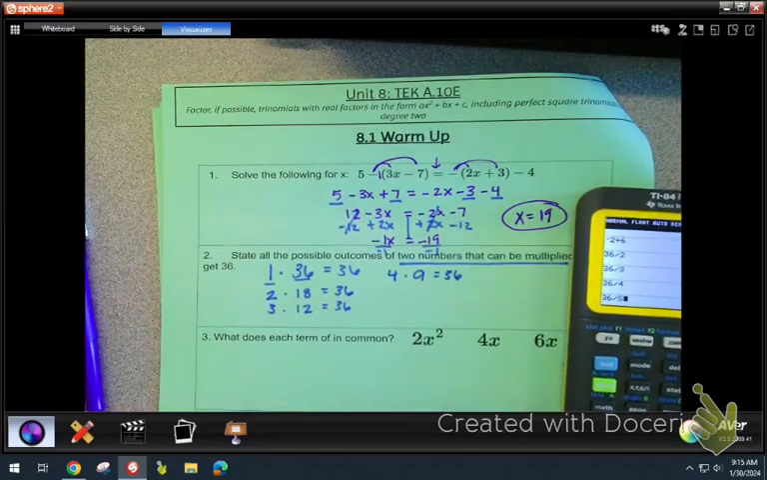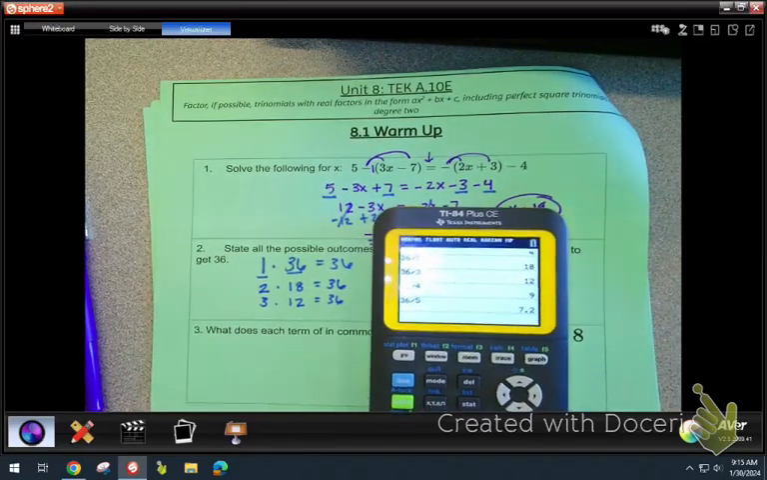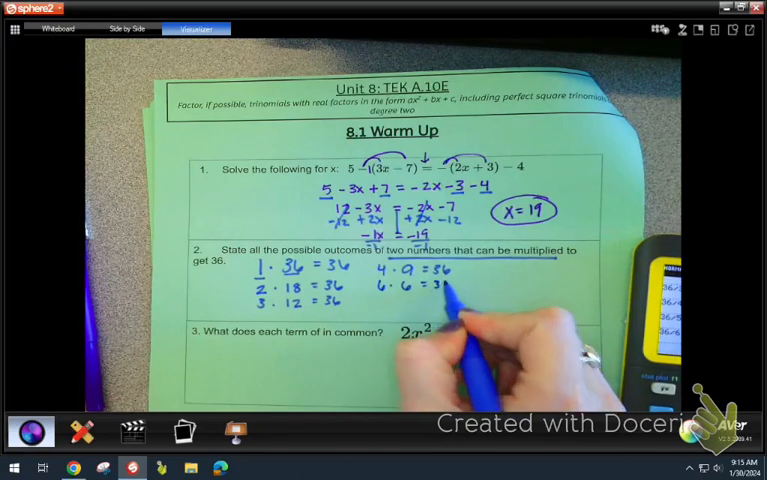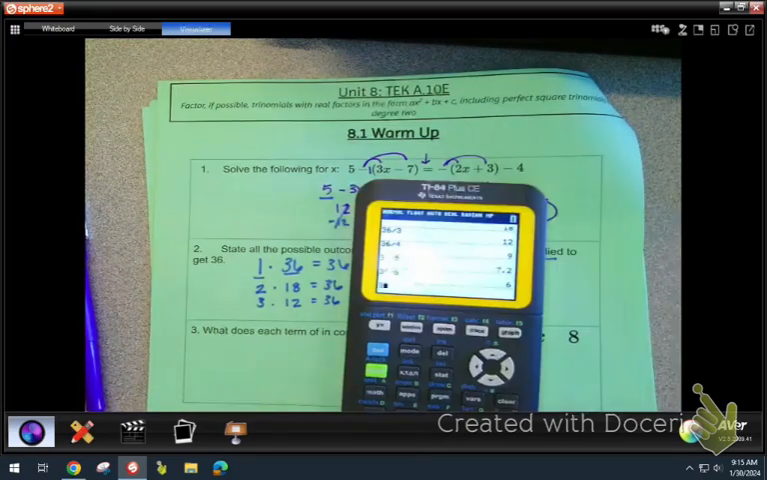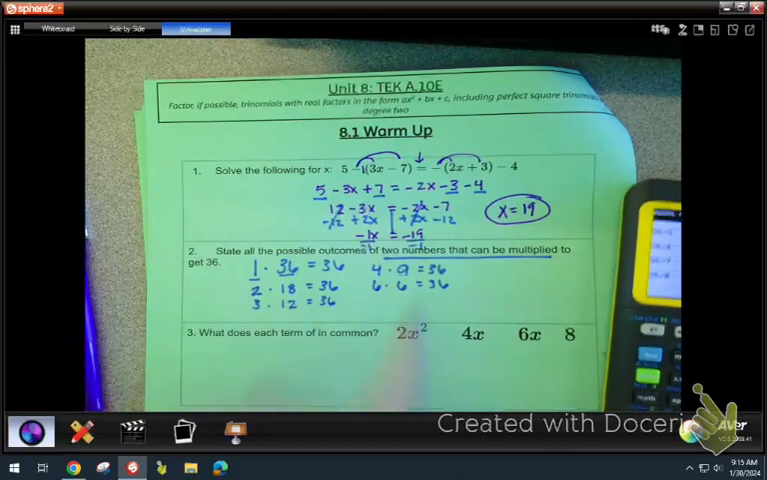36 divided by 5. Do I get a whole number there? No. So is 5 a factor? No. So I just go to the next one. 36 divided by 6. Is that a factor? Yeah. Okay, so 6 times 6 is 36. 36 divided by 7. No. 36 divided by 8. No. And then I already have a 9. So when you run into your list again, then you know you're done.